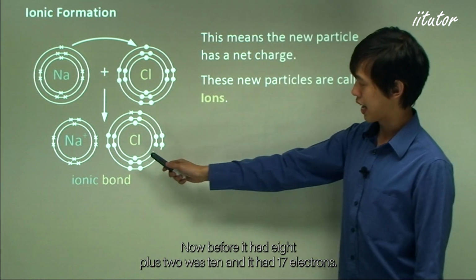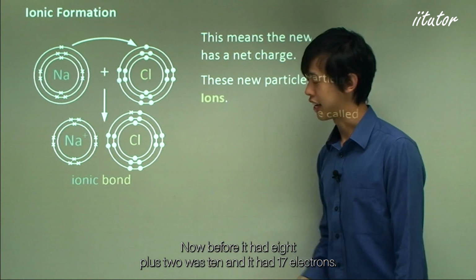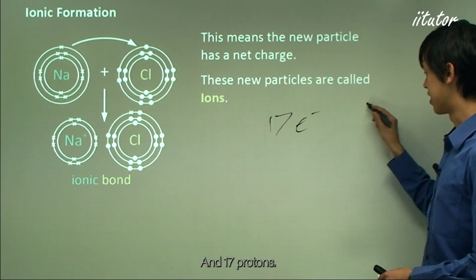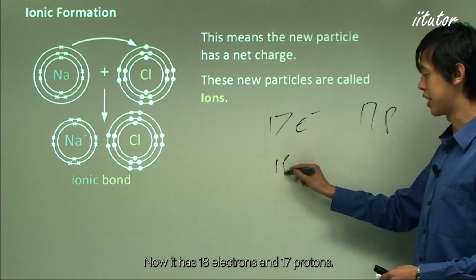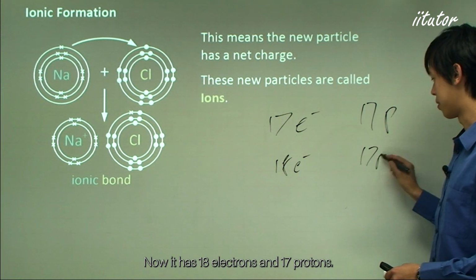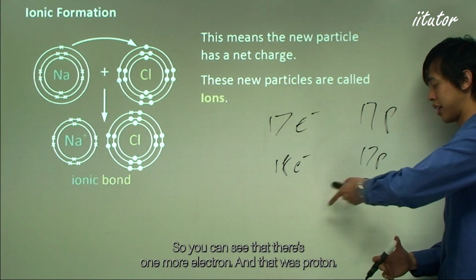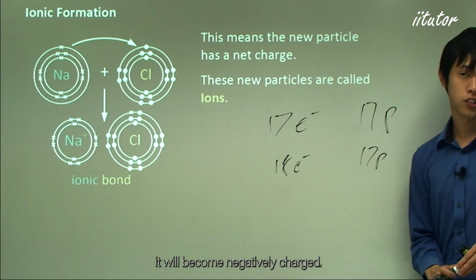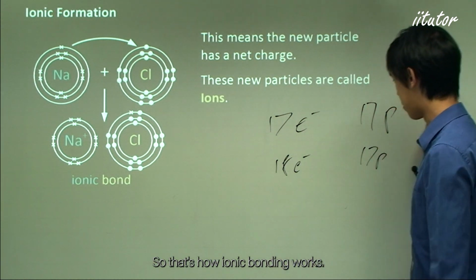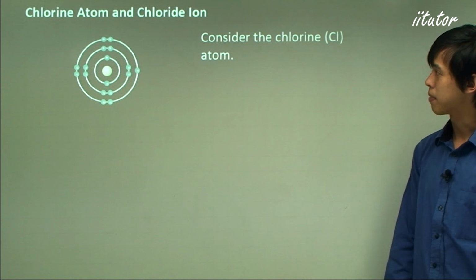Now before, it had 8 plus 2 is 10, and it had 17 electrons to start with, and 17 protons. Now it has 18 electrons and 17 protons. So you can see that there's 1 more electron than there was proton. It will become negatively charged. So that's how ionic bonding works. So the chlorine atom and chlorine ion.